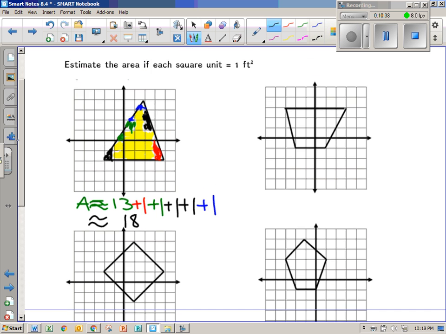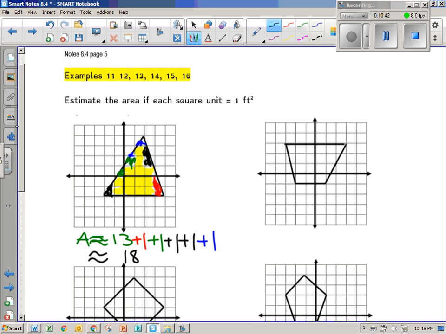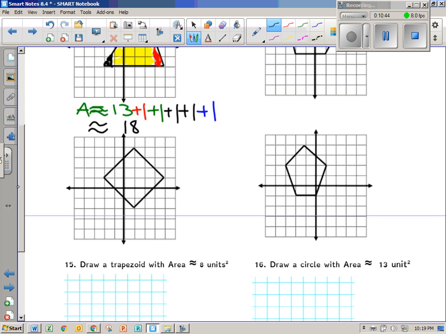And up here it says, estimate the area if each square is 1 square foot. So all of our answers here will be square feet. So 18 square feet. Let's try one more together, and then I'd like for you to try some by yourself. So we'll try this one right below it.